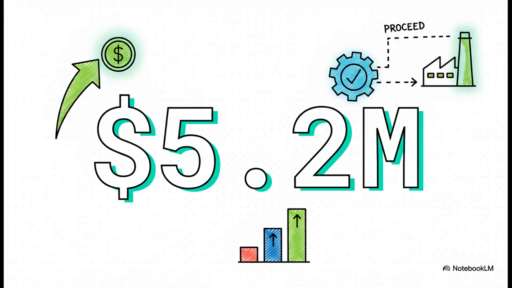If your NPV comes back positive, like this $5.2 million figure here, that's a huge green light. It basically means the project is expected to earn way more than it costs, even after you account for the time value of money. So, financially speaking, it's a definite go.